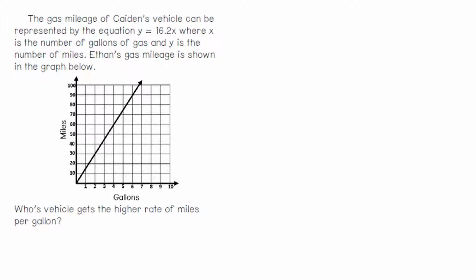The gas mileage of Caden's vehicle can be represented by the equation y equals 16.2x, where x is the number of gallons of gas and y is the number of miles. Ethan's gas mileage is shown in the table. Whose vehicle gets the higher rate of miles per gallon?